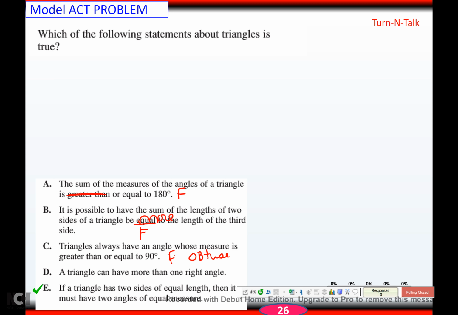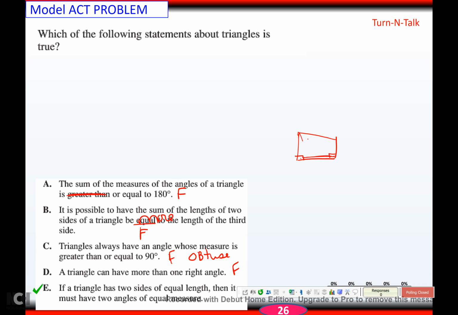D, a triangle can have more than one right angle. Again, false. If you had two right angles, you aren't going to have a triangle. Because to get two right angles, I don't care how you draw it, that isn't going to make a triangle. That's going to make a quadrilateral. The three angles of a triangle have to add up to 180. Well, if two of them already take up the 180, the third angle doesn't exist, there's not a triangle.